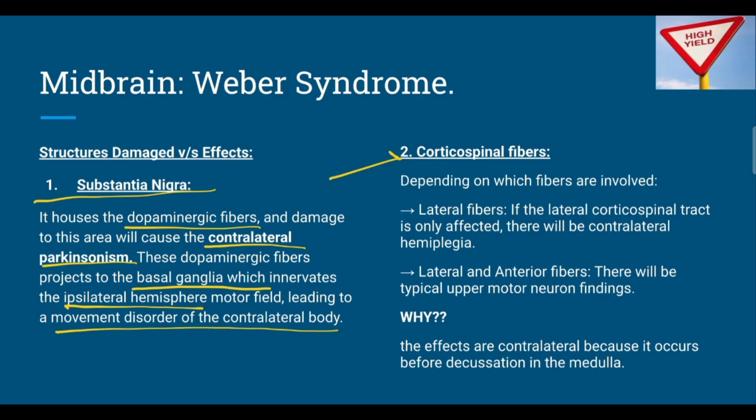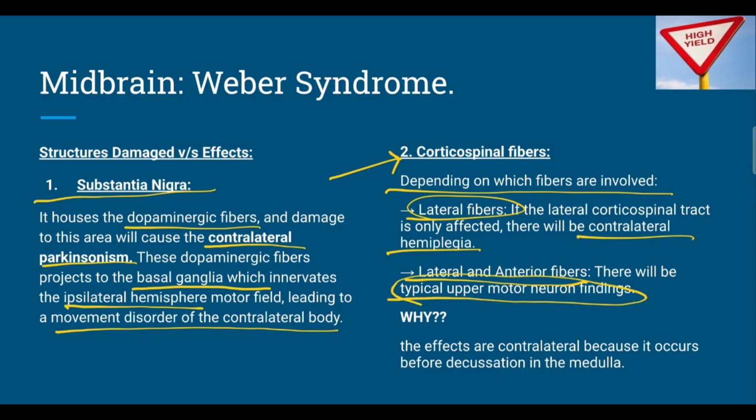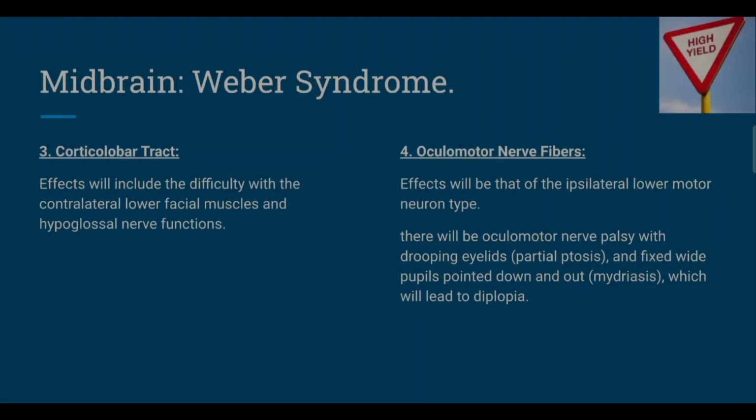Next, the corticospinal fibers. If only the lateral corticospinal tract is hit, you will see contralateral hemiplegia or paralysis. But if both lateral and anterior fibers are involved, you get classic upper motor neuron signs: spasticity, hyperreflexia. Why contralateral? Because this damage occurs before the fibers cross in the medullary decussation. High yield stuff for those vignette questions.